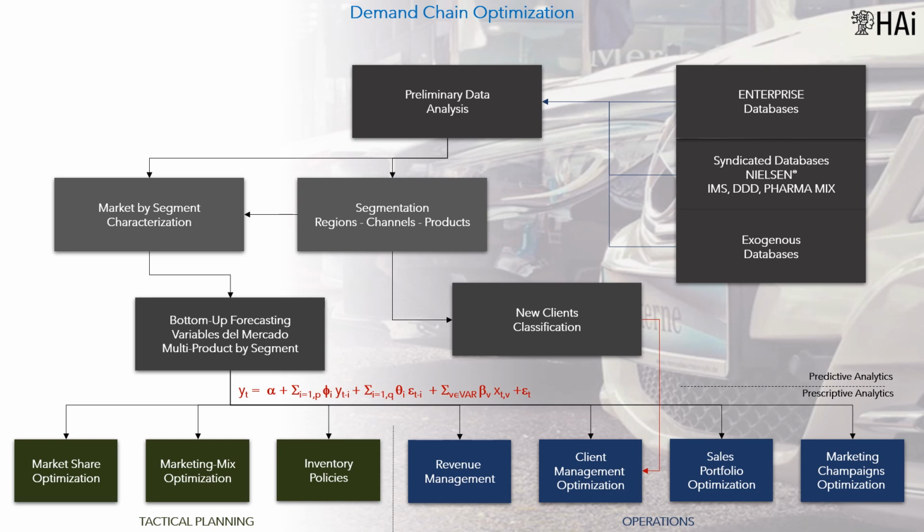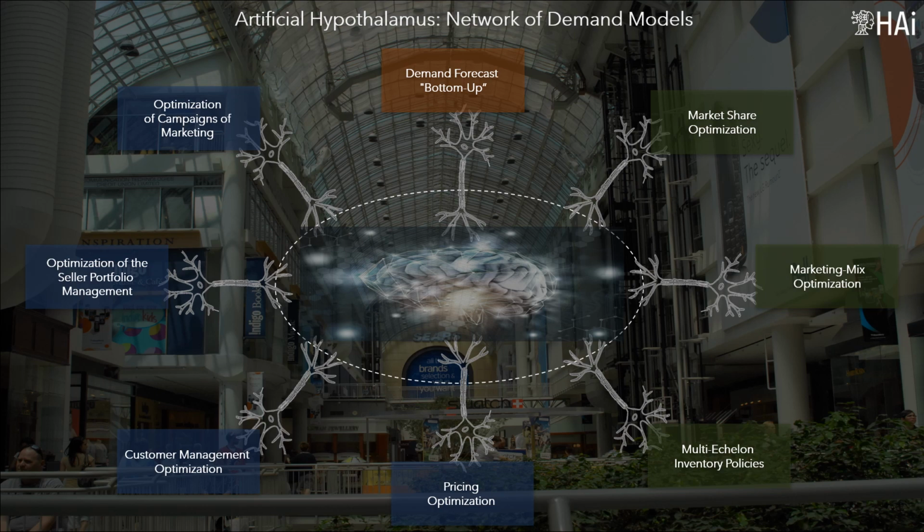Salesman portfolio: assign the portfolio that each vendor, physical or virtual, offers each customer, store or virtual marketplace, in the short term, daily or maybe real time. A seller may be a person, a robot or a virtual marketplace. Client management optimization: artificial intelligence and machine learning models to optimize customer relationships. Marketing campaigns optimization: optimization of sales campaigns, mainly promotions and similar activities. The artificial hypothalamus for marketing and sales decisions integrates all the models that are part of the demand chain optimization suite.